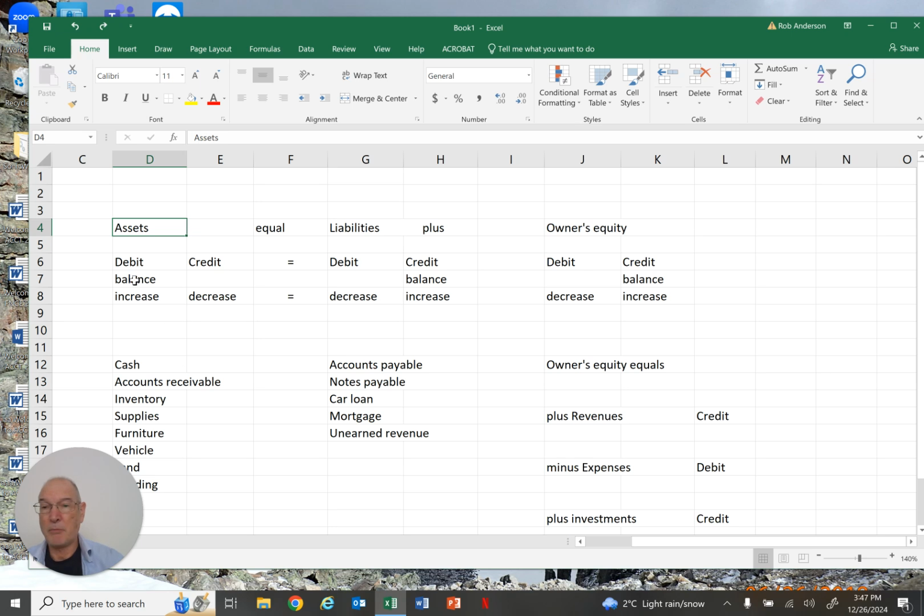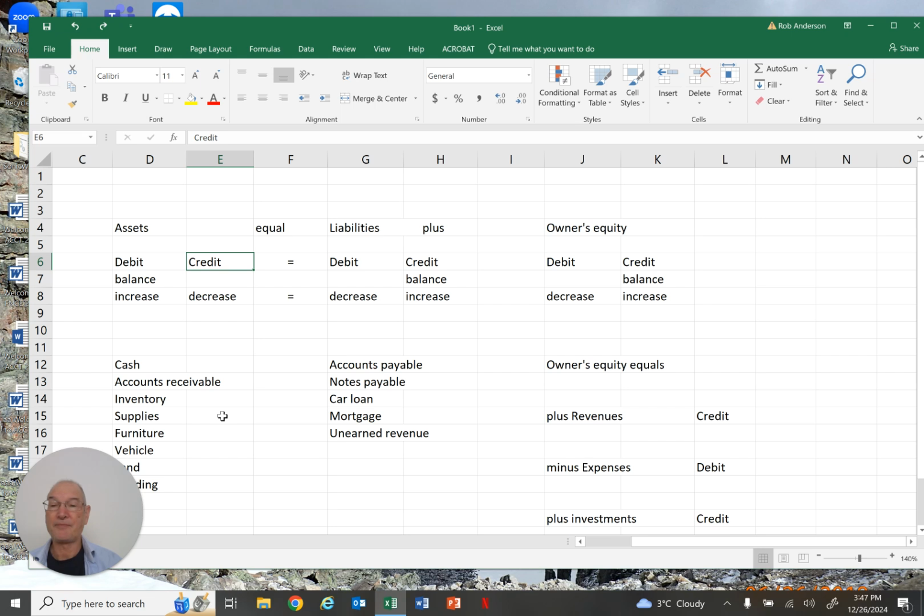So assets have a balance, which we call debit. Again, a balance on the left side. And you'll notice I have assets here on the left and liabilities and equity here on the right. So assets have a debit balance, and when we have more of an asset, or an increase, that's more debits. So we have an increase in the dollar value. However, if we have fewer assets, we're decreasing our assets, and we use what's called a credit entry to decrease our assets.